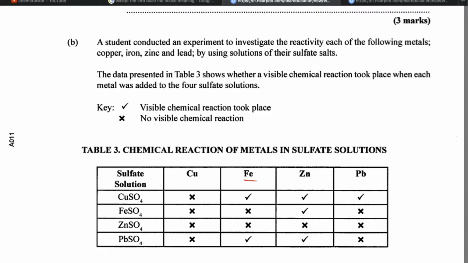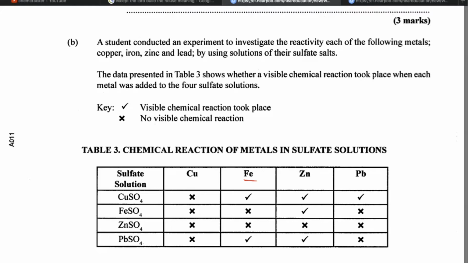When zinc was added to copper sulfate, a tick means a visible reaction took place. When lead was added to copper sulfate, it means that a visible reaction also took place. So all 3 metals here reacted with the copper sulfate or took the place of the copper sulfate. That's one way to look at it.